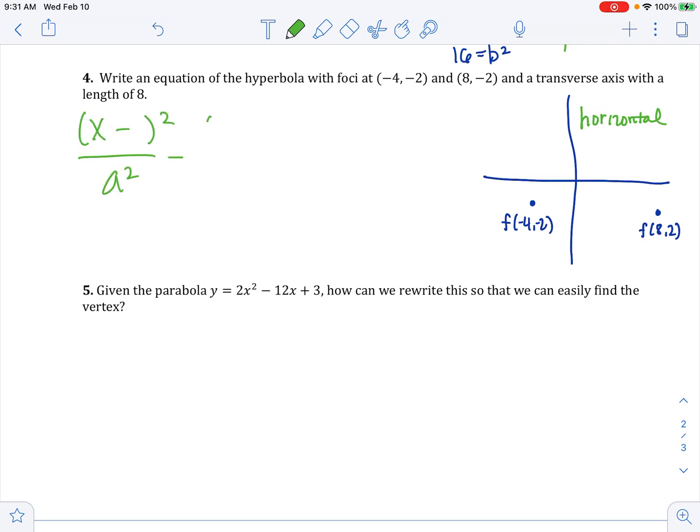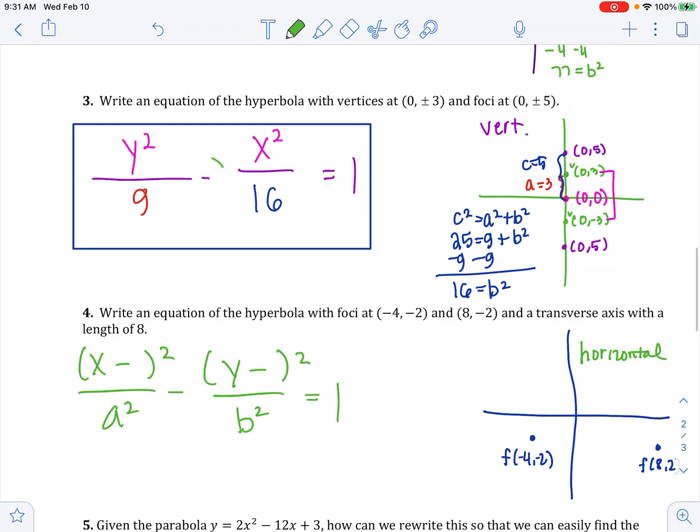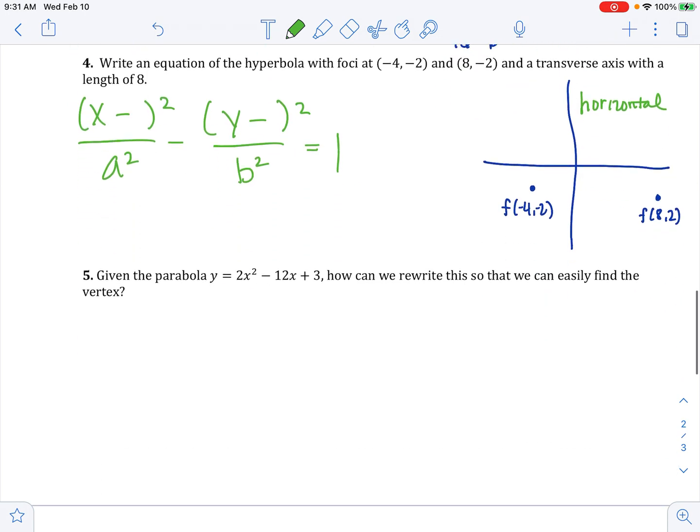So I can do (x minus h) squared over a squared minus (y minus k) squared over b squared is equal to 1. Did I put a minus? Yes, I did. I was making sure I made this one a minus. It is. Okay, I need h, k, which is my center. So my center is directly in between these two.